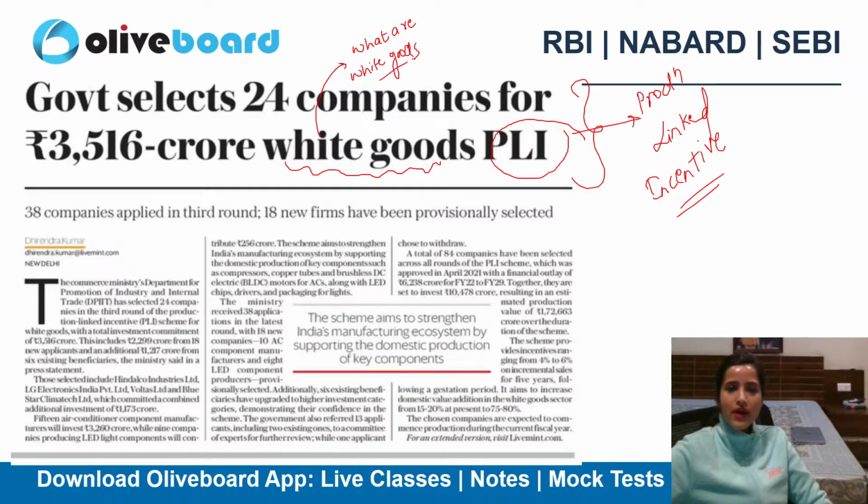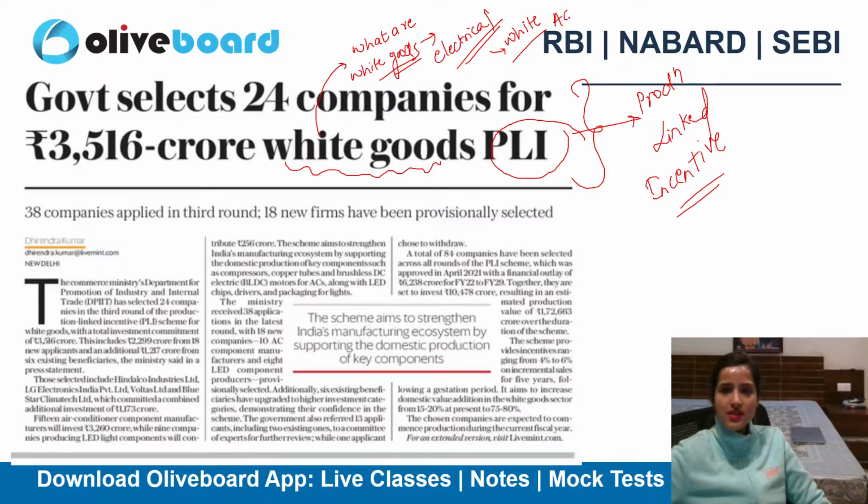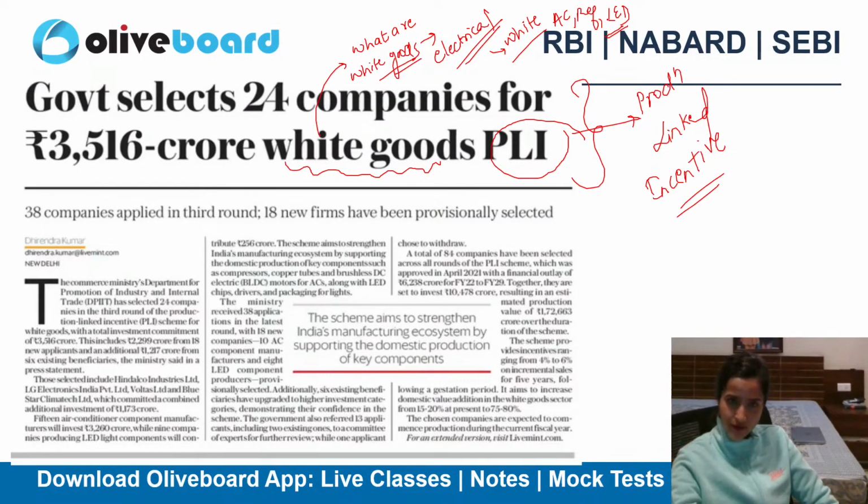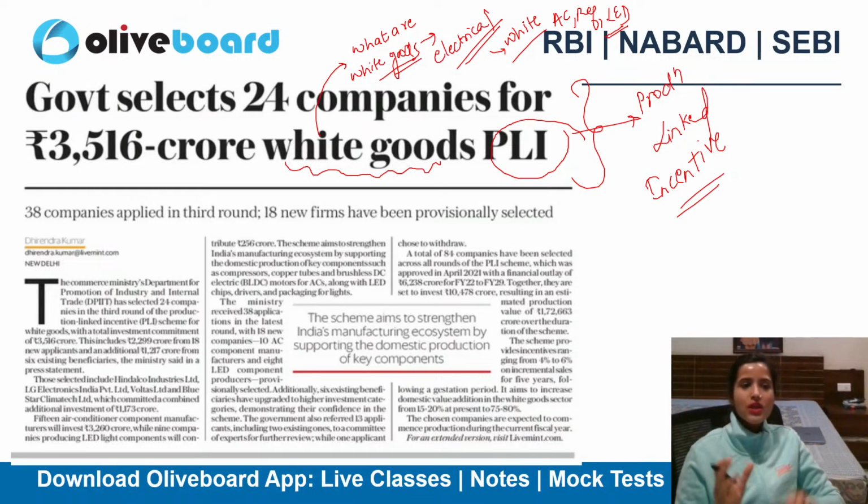If you don't know what white goods are, you cannot understand the news first of all. So white goods are basically household electrical goods, electrical appliances used in the household. They're typically white in color. So you can say AC, refrigerator, LEDs. These are electrical appliances which are used in our day-to-day lives and they are white in color. So they are classified as a different category called white goods. So this is what white goods mean.